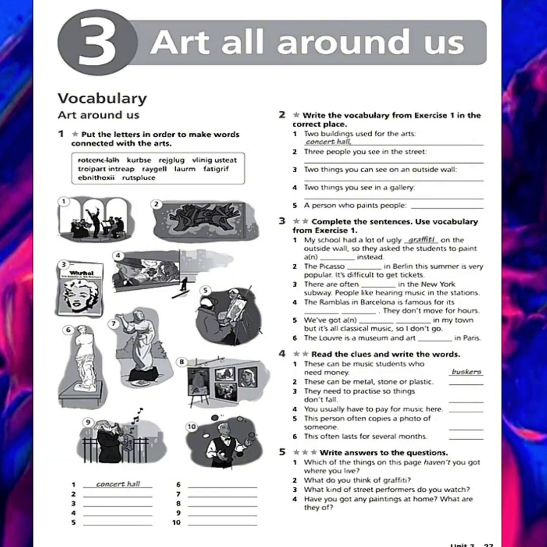Workbook page 27. Unit 3, Art All Around Us, Vocabulary, Section 1. Put the letters in order to make words connected with the arts. Number 1 is done as an example. Section 2. Write the vocabulary from Exercise 1 in the correct place. Number 1 is done as an example.